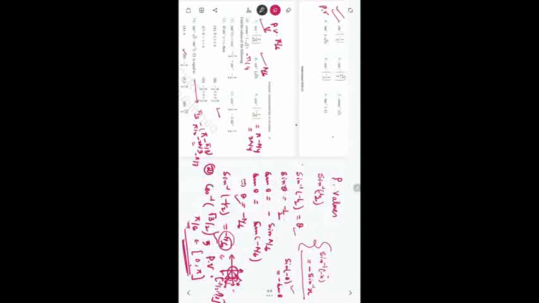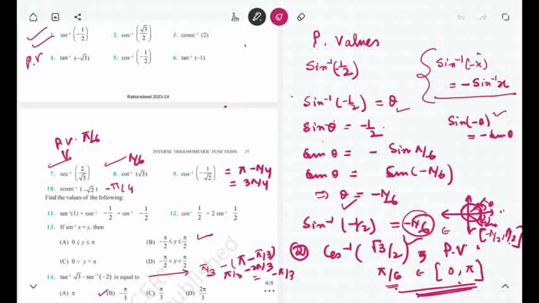I have left one question, that is question number 12. These two questions' answers are okay, the 11th answer we have got, and this we have to solve here. So I am solving here only the 12th question.